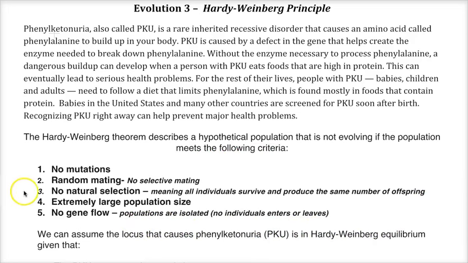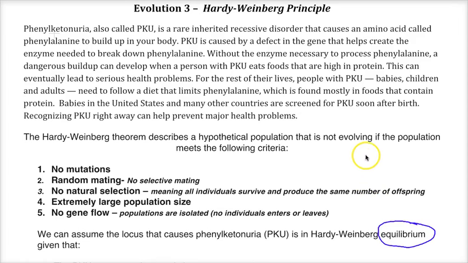That is very, very difficult to have these five things going on, especially the mutations and the random mating and the gene flow. But if you can, you could possibly have this equilibrium. Now, equilibrium means there's no change in the number or frequency of certain alleles.